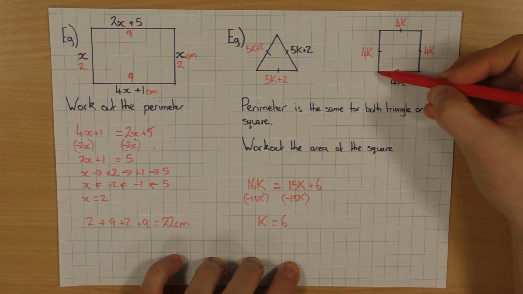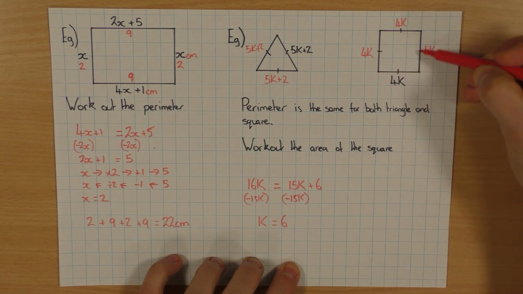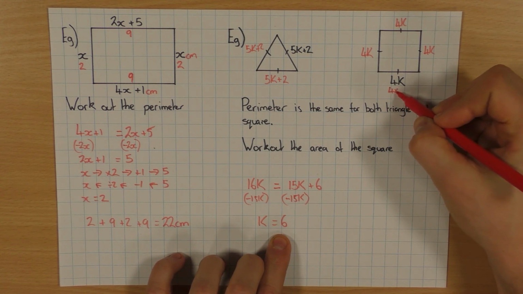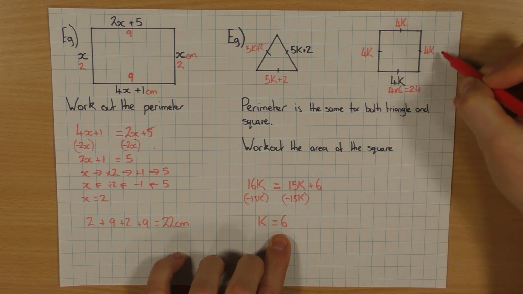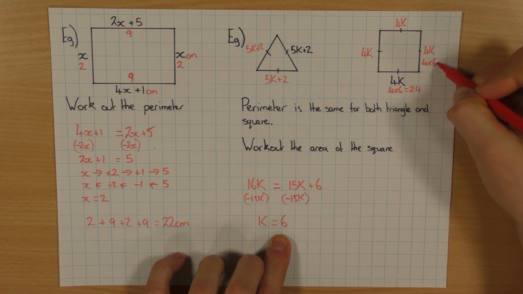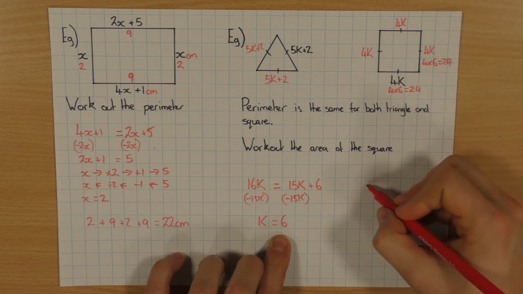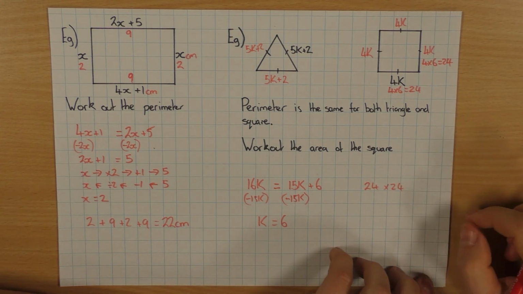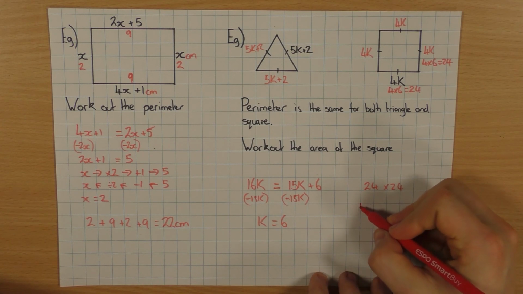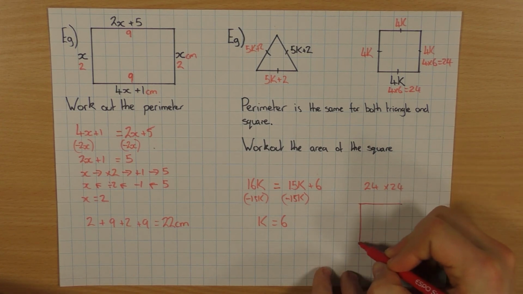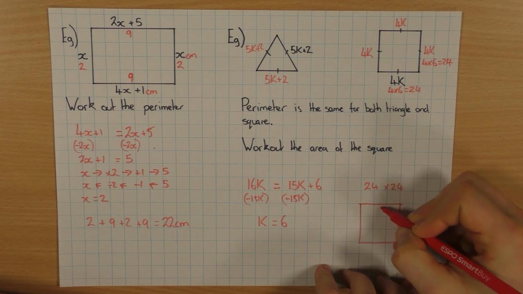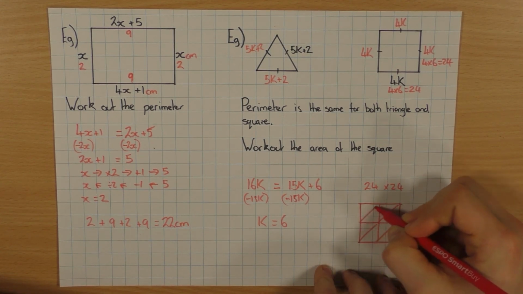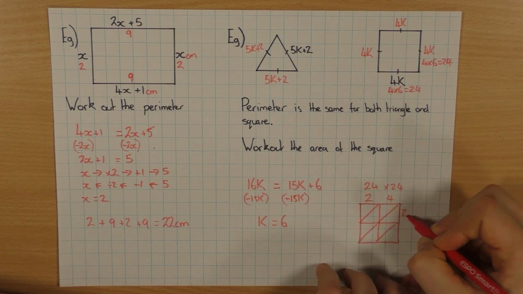To work out the area of a square, it's just the same as a rectangle and a parallelogram. Base times height. So 4k, so 4 times 6 is 24. And then 4 times 6 again is 24. So to work out the area, I need to do 24 times 24. Now obviously if this was a calculator paper, you could just use a calculator. But let's do it the old-fashioned way, using our grids. It's always good practice to brush up on these skills.